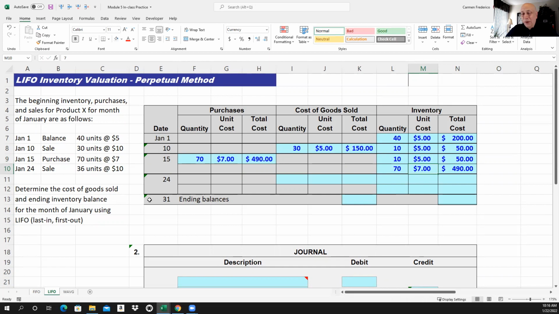So on January 24th, we sold 36 units. So LIFO says that the last ones in are the first ones out. So we know that these 36 units sold, we cost out at $7 a piece. And what do we have left in inventory? Well, we didn't touch the 10 units at $5 a piece. That's still there. And we now have how many units of the $7 items? We have 70 minus the 36. We have 34 units remaining of the $7 items.